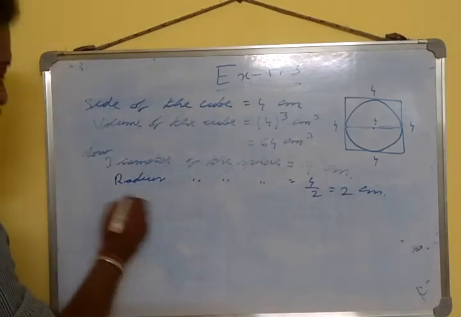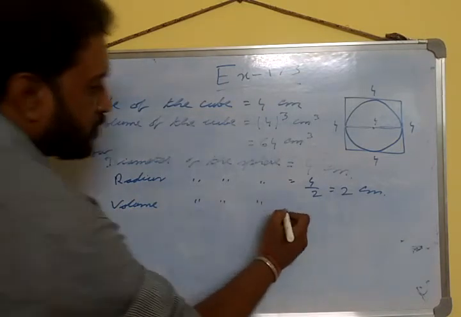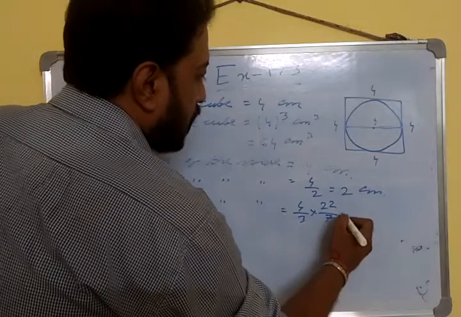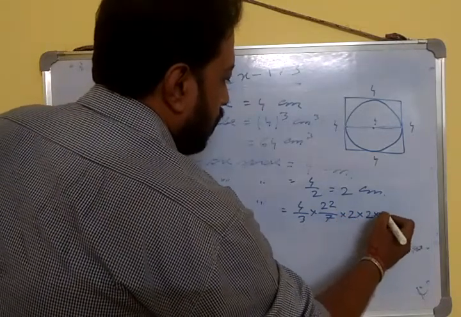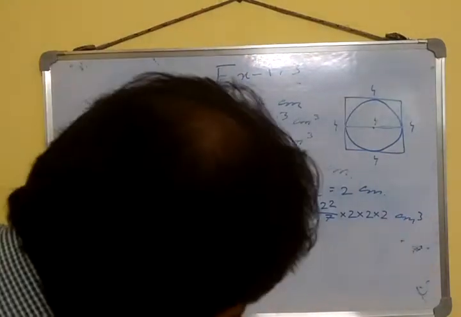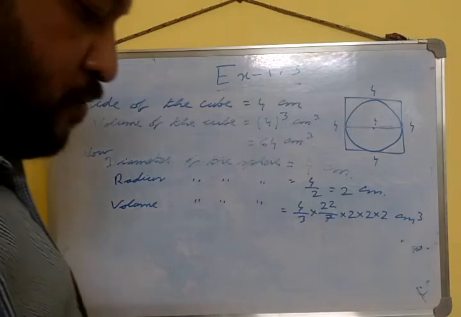Now volume of the sphere, volume of the sphere is 4/3 pi r cube centimeter cube. No reduced terms can be done. So it will be 88 into 8 divided by 21, which is 33.52.